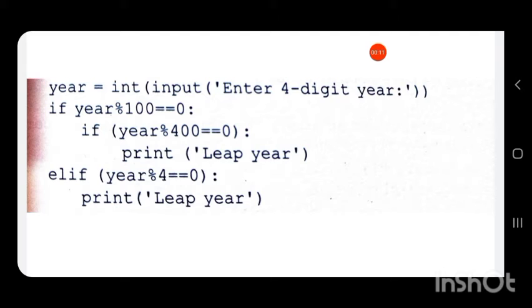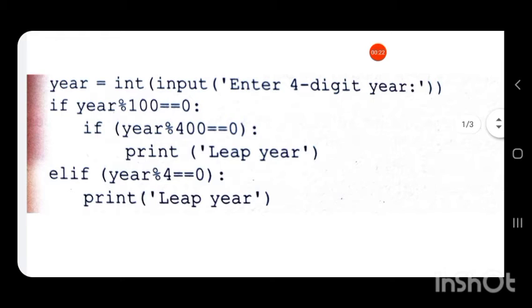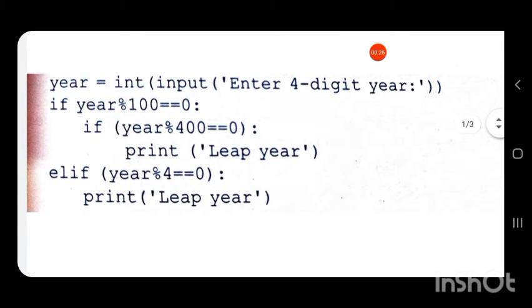Let us discuss the three homework questions, the lab programs that I have given. The first one is to find whether a year is a leap year or not. First, the user has to enter a year. The year should be a 4-digit number, and we check whether the entered number is a leap year or not.